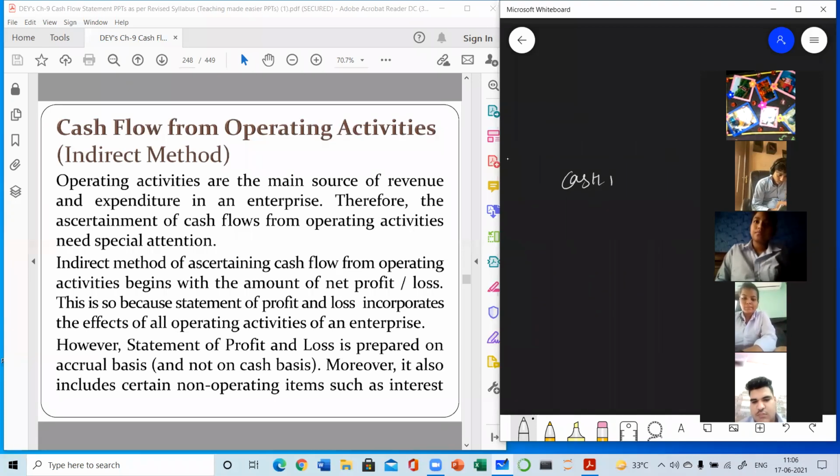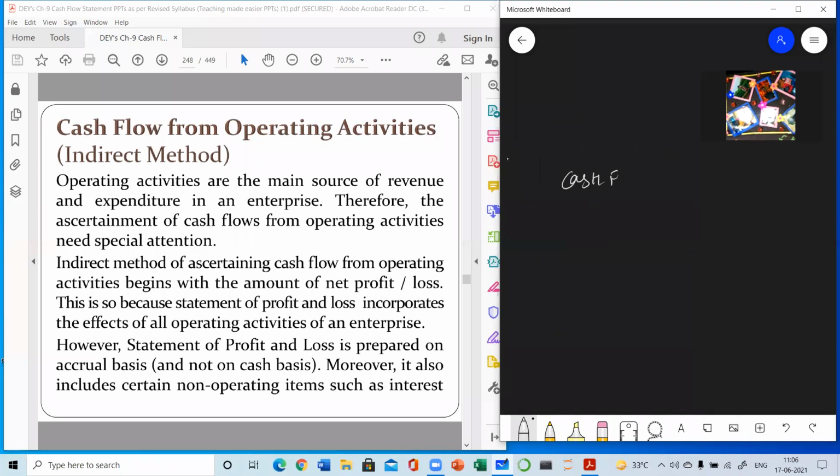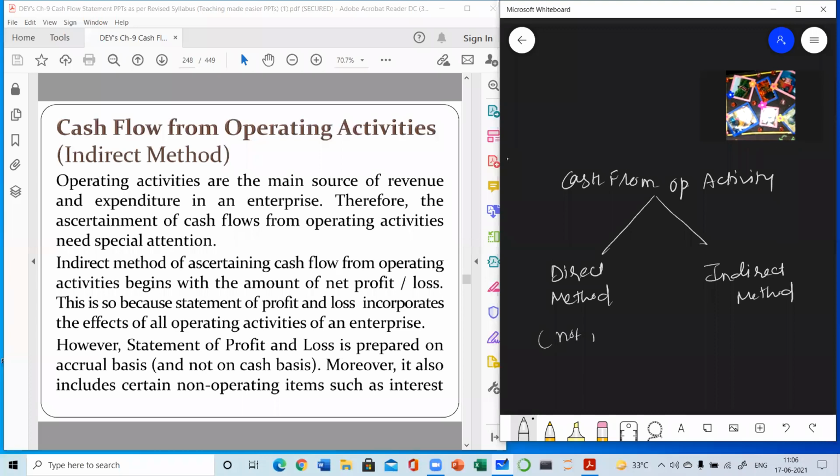Cash from operating activity can be calculated by using two methods, direct method and indirect method. There are two methods, direct and indirect. Direct method is not in your syllabus. So we have to just do the indirect method.